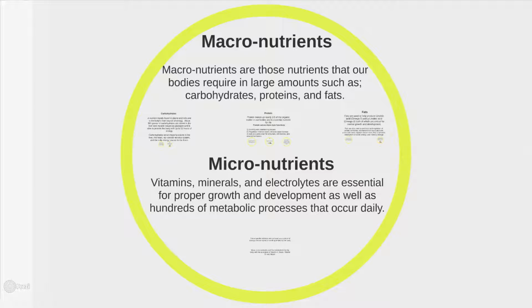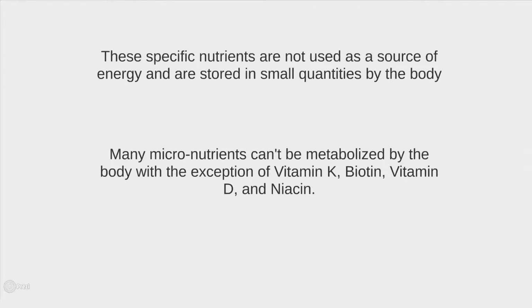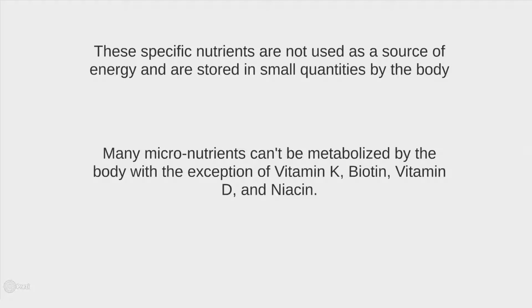Micronutrients like vitamins, minerals, and electrolytes are essential for proper growth and development, as well as hundreds of metabolic processes that occur daily. These specific nutrients are not used as a source of energy, and they are stored in small quantities by the body. Many micronutrients cannot be metabolized by the body, with the exception of vitamin K, biotin, vitamin D, and niacin.